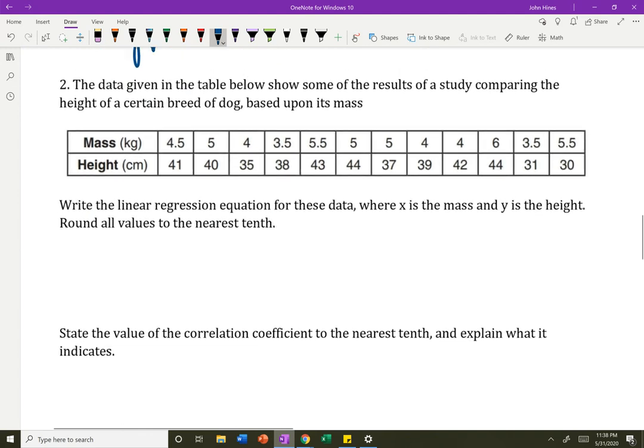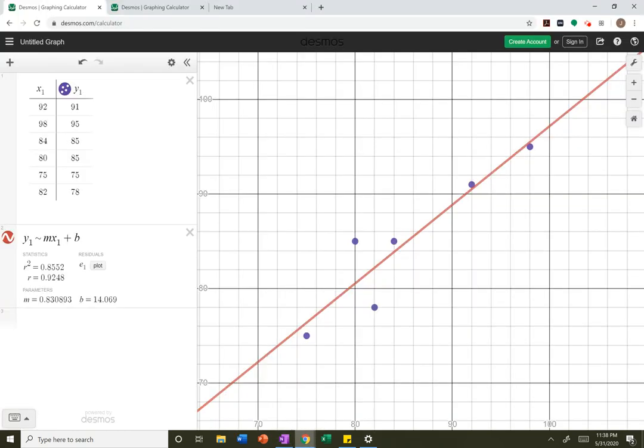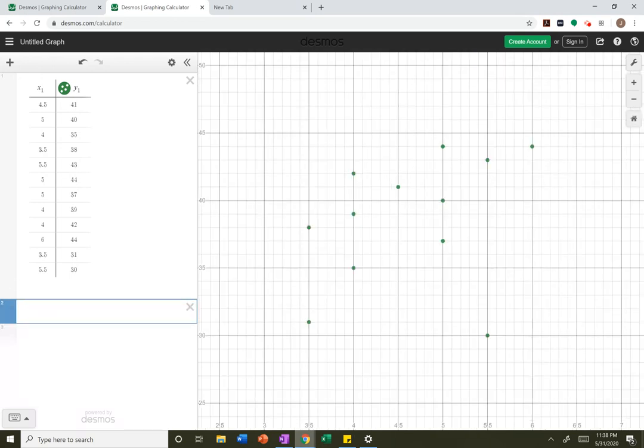Let's do another. The data given in the table below shows some of the results from a study comparing the height of a certain breed of dog based upon its mass. So what's the mass of the dog? How tall is the dog? Write the linear regression equation. Luckily, I already have the data typed in. This would be painful for me to type in. So let's hit plus to view it.